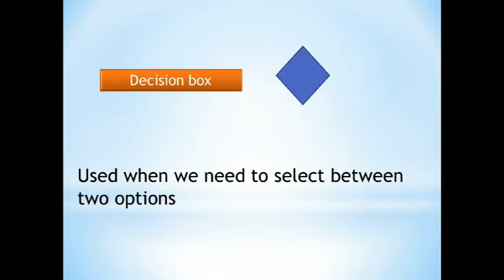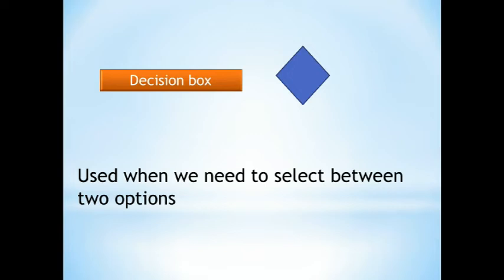And next is the decision box. This diamond shaped figure is used when we need to select between two options. If you want to choose one option from a group of options, we use this decision box. If you want to choose yes or no, or true or false, in such cases we have to pick only one option. In such situations, we use this decision box.